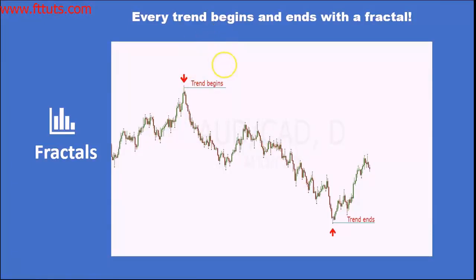So every trend begins and ends with a fractal. You can see this big trend started. This trend ended with this fractal, and the new trend started with that fractal. And then the market continued to the downside. This trend ended and this trend started with this fractal.